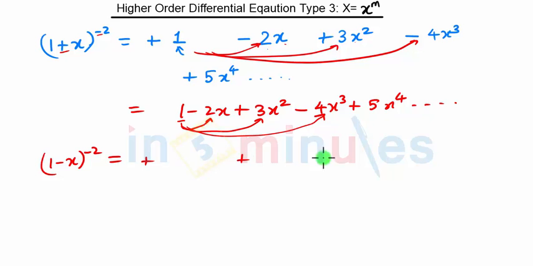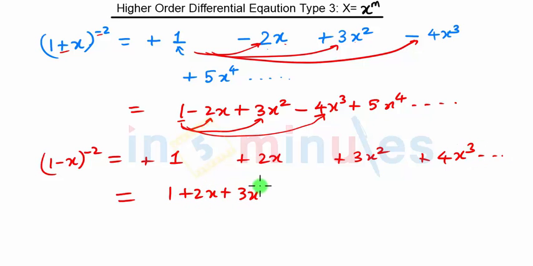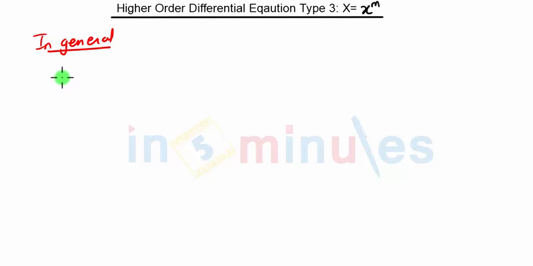Similarly, we have (1 minus x) raised to minus 2. So all the terms will be positive. It will be 1, 2x, 3x square, 4x cube, and so on. So 1 plus 2x plus 3x square plus 4x cube. If you remember any one of these series, one series will be all positive, and another series will alternate between positive and negative.